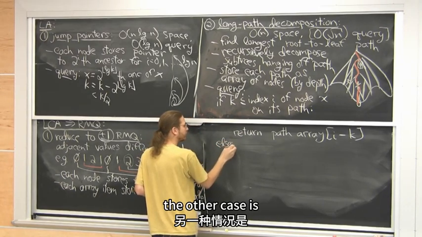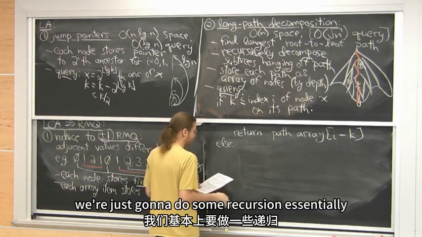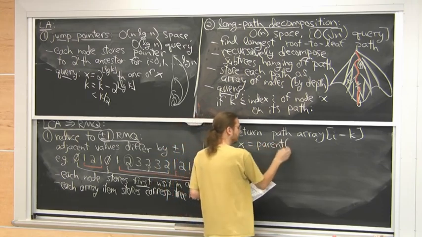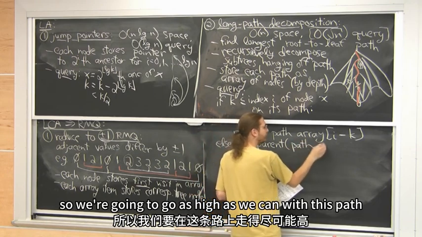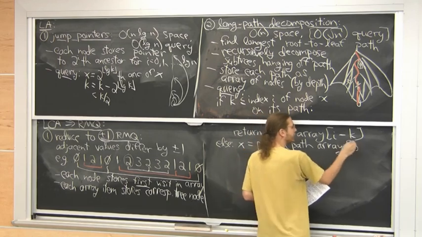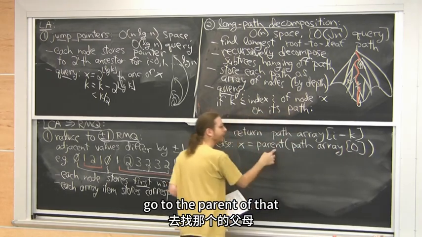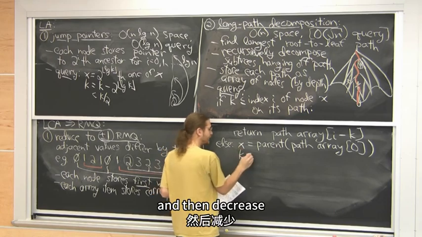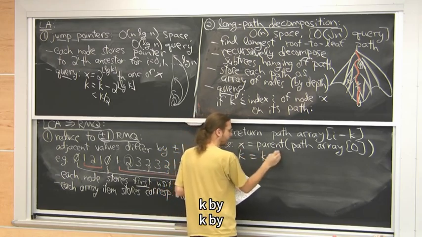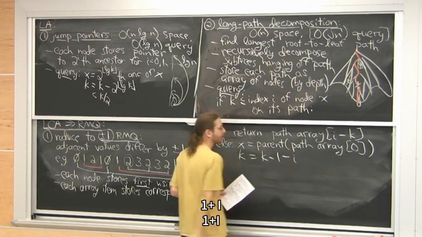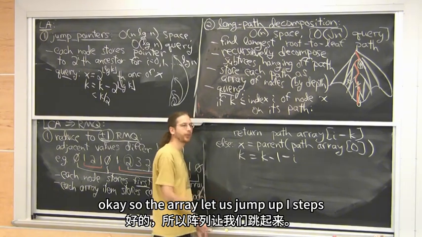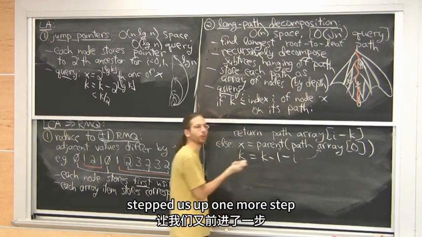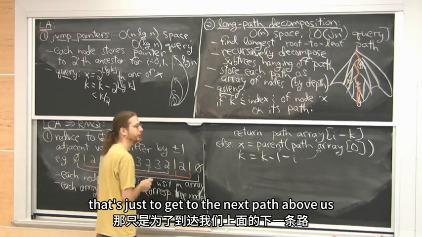The other case is we're just going to do some recursion, essentially. So we're going to go as high as we can with this path. We're going to look at path array at position 0. Go to the parent of that. Let's suppose every node has a parent pointer. That's easy. Regular tree. And then decrease k by 1 plus I. So the array let us jump up I steps. That's this part. And then the parent stepped us up one more step. That's just to get to the next path above us.